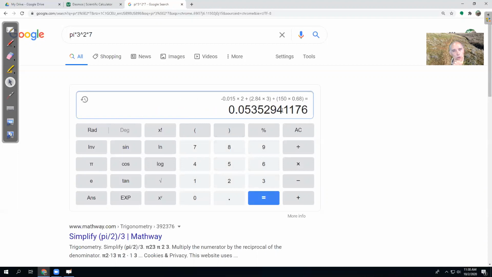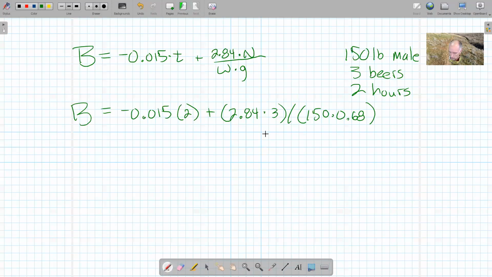So this shows that after 2 hours from starting to drink, let's suppose the person took an hour to drink them, maybe. That doesn't matter too much, but a little bit. 2 hours after they started drinking and they had 3 beers, their blood alcohol content would be about 0.054, if we rounded to 3 decimal places, percent alcohol in their blood. And that's grams of alcohol to grams of blood is where that ratio comes from. So let's make a note on the paper and check the other calculator.